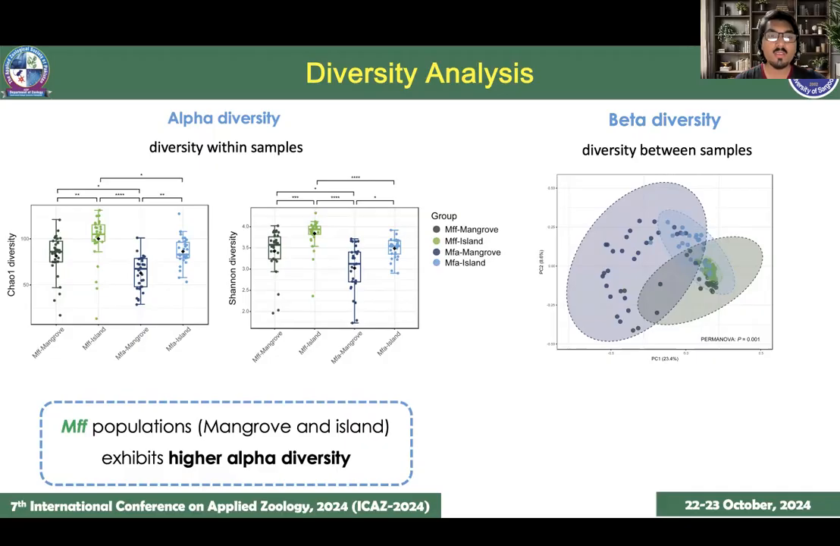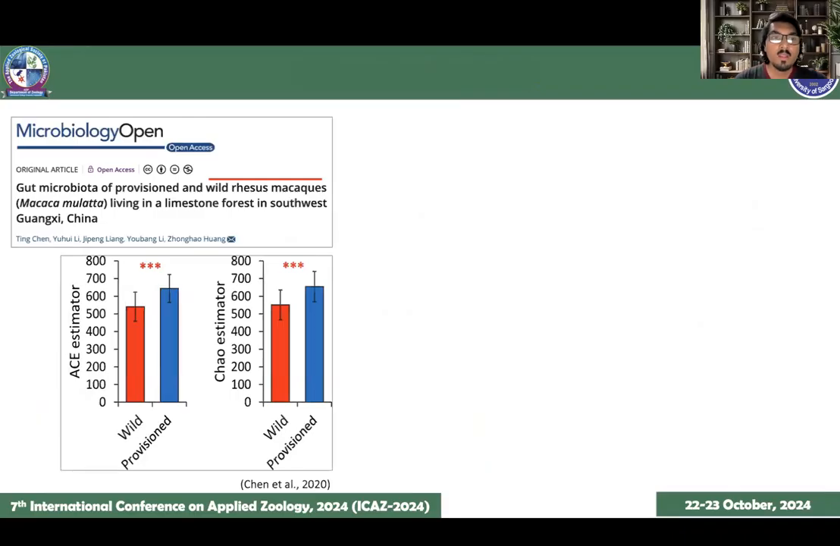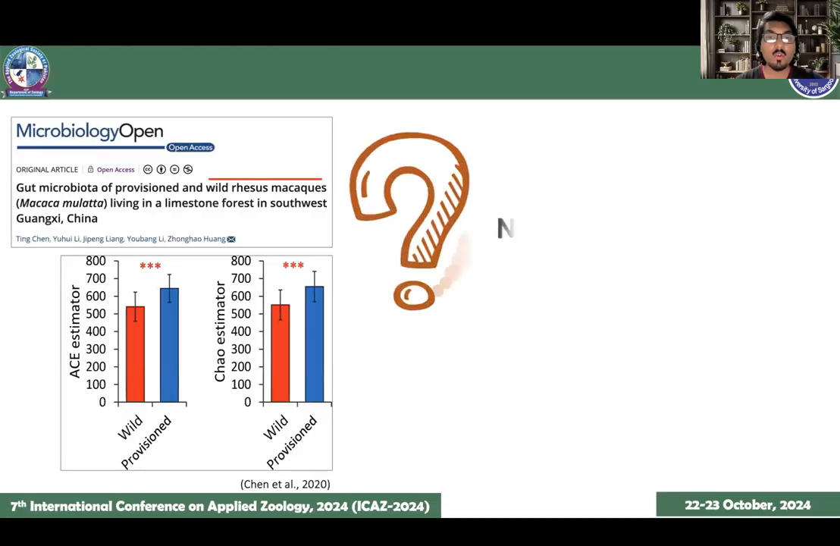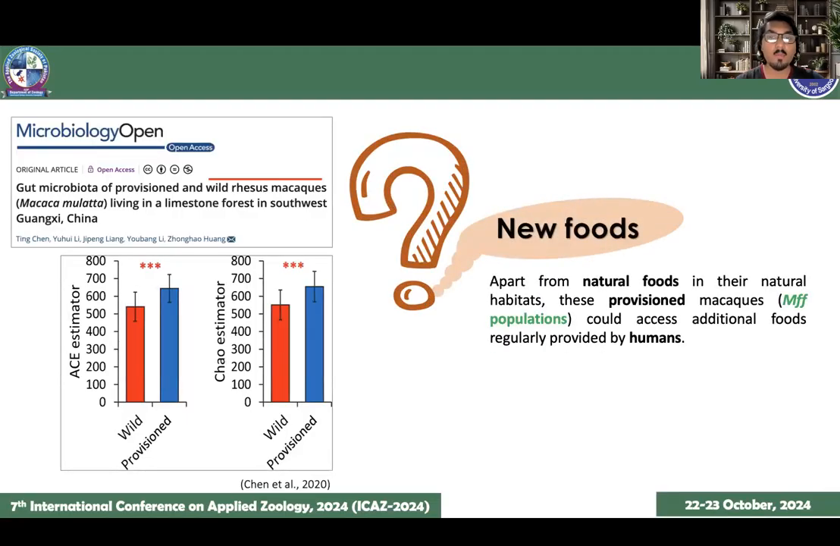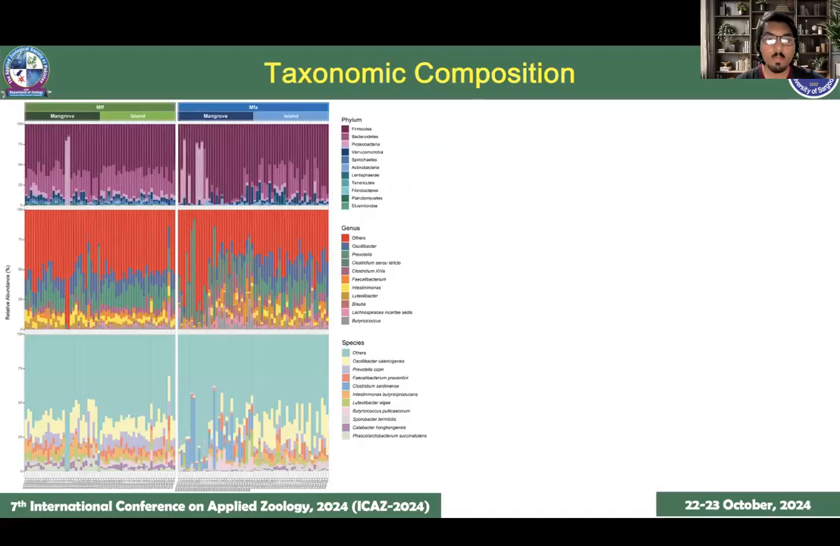Now here a question arises: why is the alpha diversity higher in MFF populations than the MFA population? A previous paper has also reported that provisioning leads to higher alpha diversity. It might be due to the introduction of new foods; apart from the natural foods in their natural habitats, these provisioned macaques could also access additional food regularly provided by humans. And it could possibly lead to higher diversity of their microbiome.